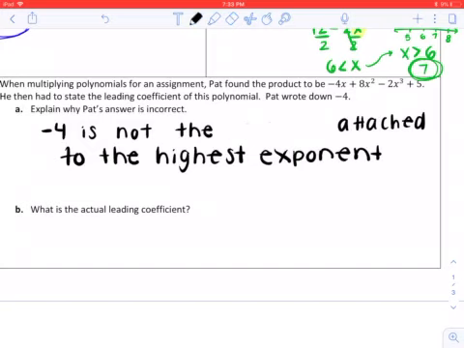It is the coefficient attached to the highest exponent. That's the number. It is the number attached to the highest exponent.